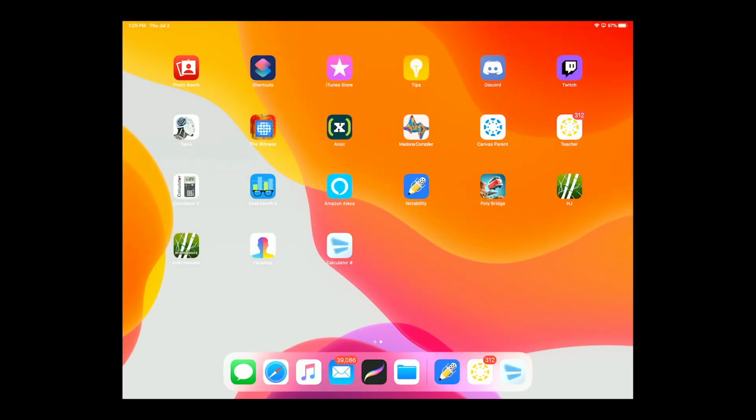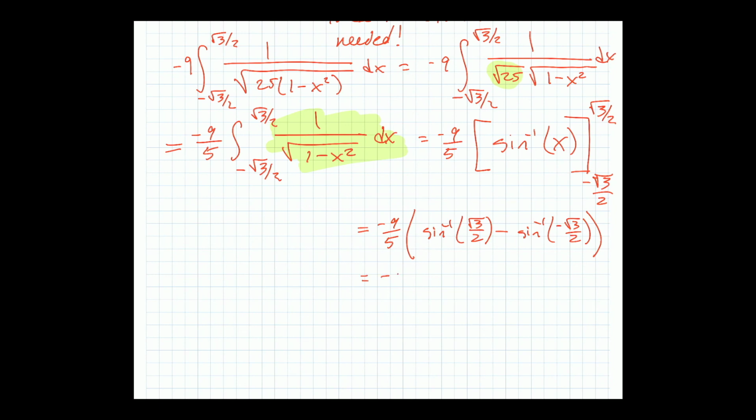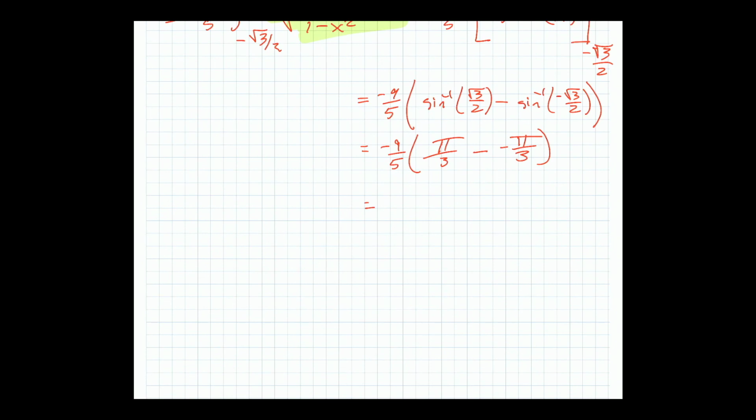So let's go back. That should be pi over 3 minus negative pi over 3. So what do we get? That's going to be negative 9 over 5 times 2 pi over 3, and I can do some canceling there. 9 over 3 is 3. So I have negative 6 pi over 5, maybe? Let me just type that in here.